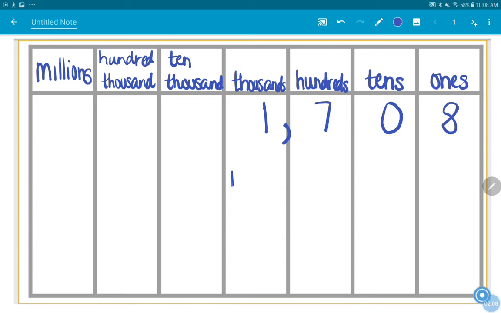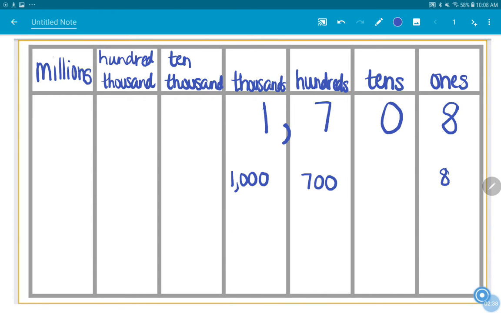1,000. I'm going to write that down. What's the value of the digit 7? 700. We have to be writing 1,700. What's the value of my tens? 0. There's none there. It is worthless. What is the value of the digit 8? 8 what? 8 ones.